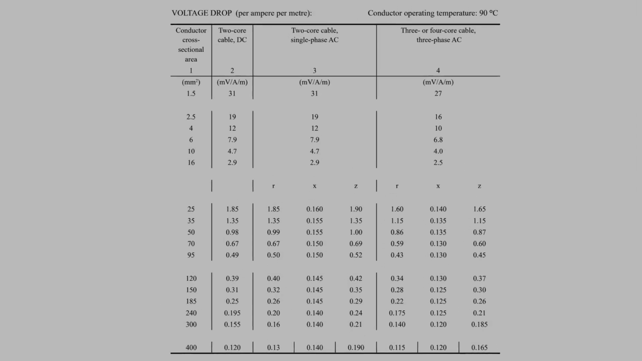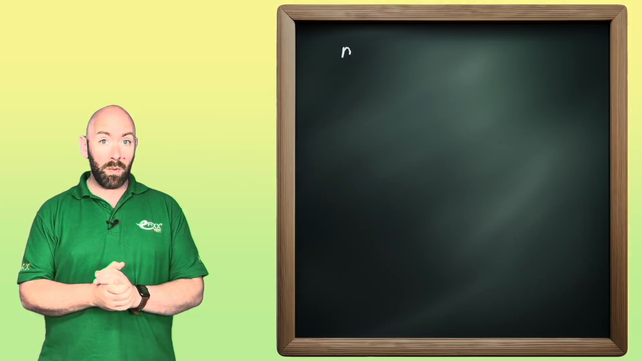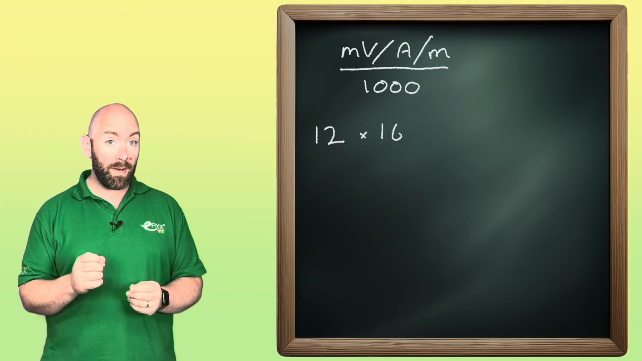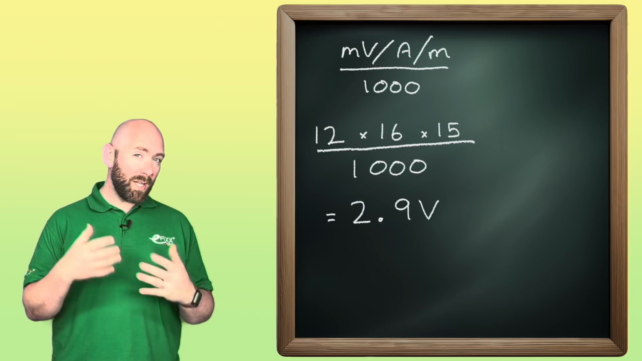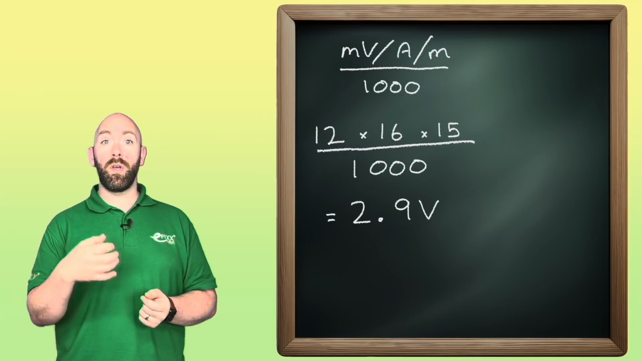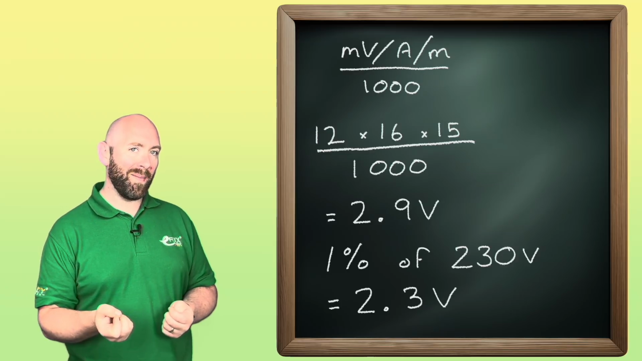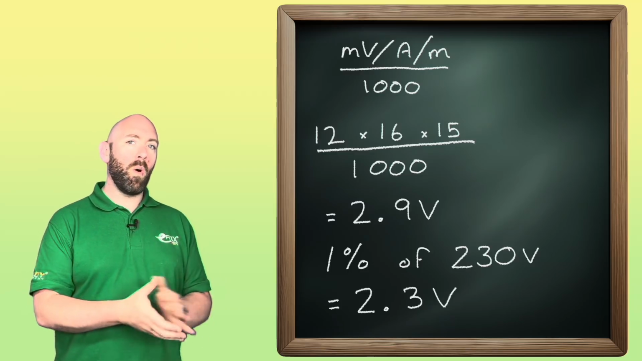Referring to Appendix 4 of BS 7671, Table 4E4B, our cable has a voltage drop of 12 millivolts per amp per meter. So putting that together, 12 millivolts multiplied by 16 amps, which is the load of the inverter, multiplied by 15 will give us a voltage drop of 2.9 volts. So as our acceptable volt drop is 1% of 230 volts, so 2.3 volts, our volt drop is slightly higher. A 6mm squared cable has a volt drop of 1.8 volts, so falls within the 1% range that is acceptable from the Code of Practice.